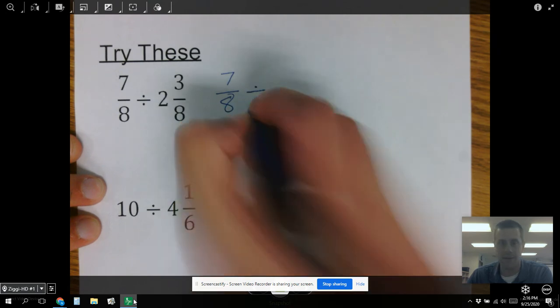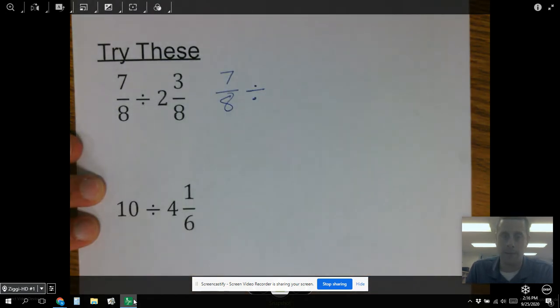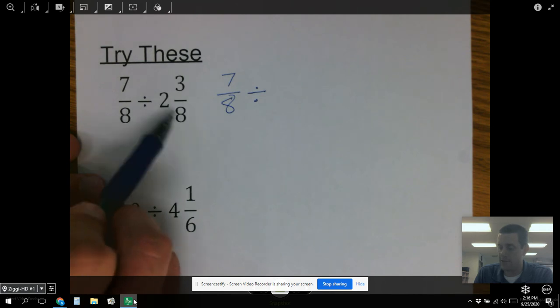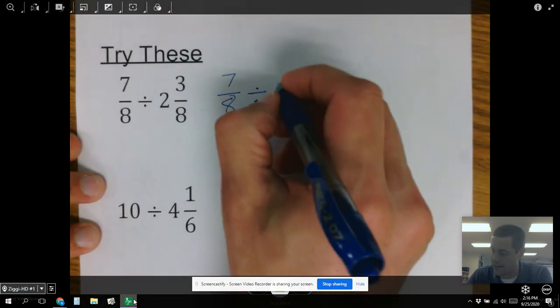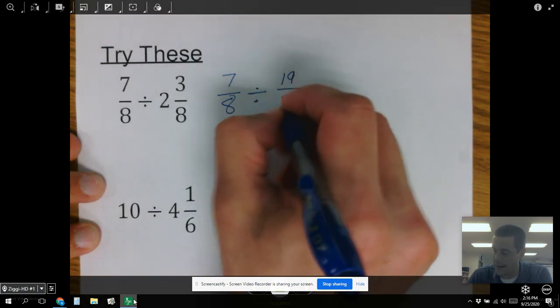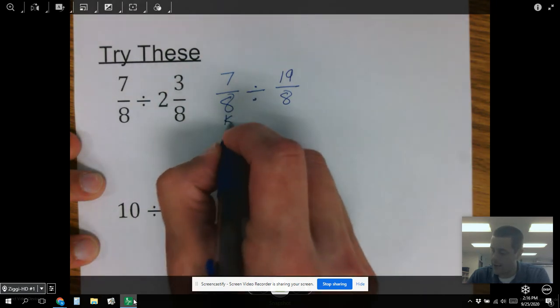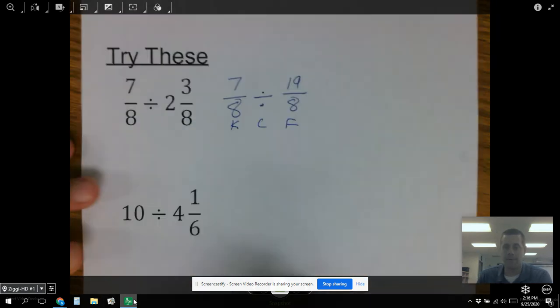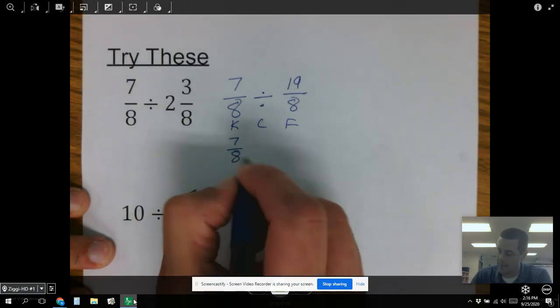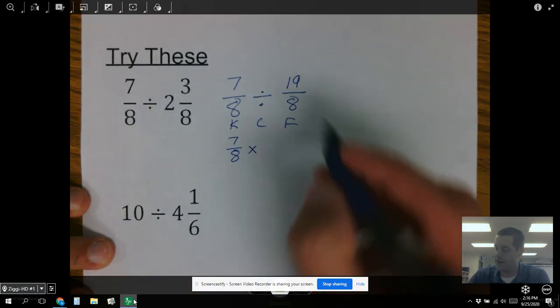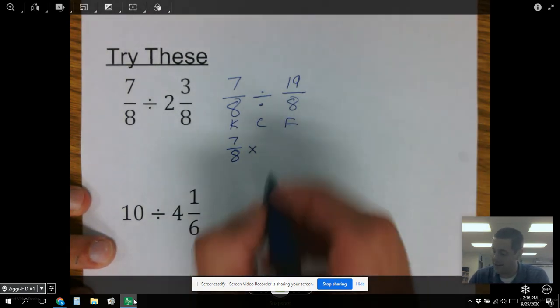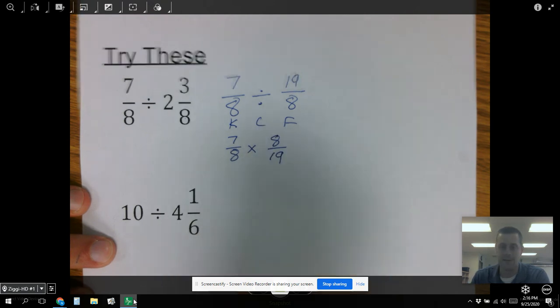I bring over my division sign. 2 3/8, we need to make an improper fraction. 8 times 2 is 16, plus 3 more is 19 over 8. Now we're going to keep, change, and flip. 7/8 stays the same. Change division to multiplication, and the reciprocal of 19/8 is 8/19.